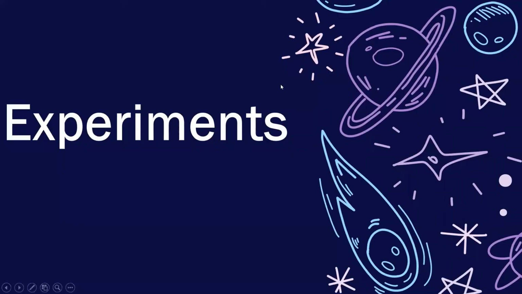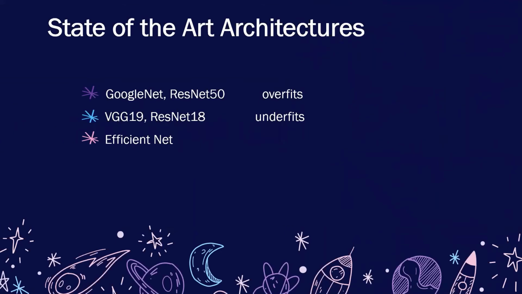So now let's talk about the experiments that we performed. First of all, we used state-of-the-art architectures to test what we have. And we applied these different networks. Our main focus was on a modified version of GoogleNet. And as we can see, GoogleNet and ResNet 50 were overfitting the data. Meanwhile, VGG19 and ResNet 18 weren't actually able to learn the distribution.